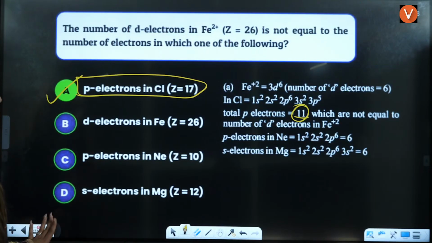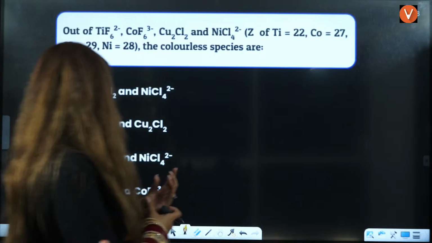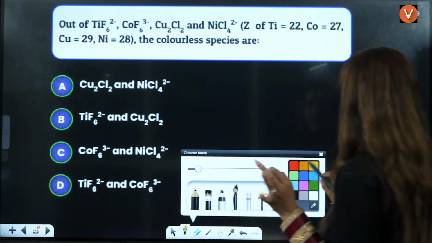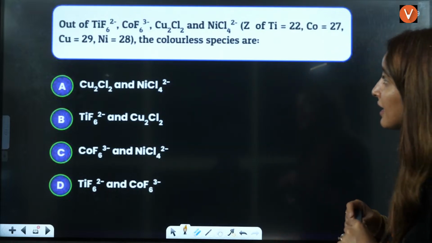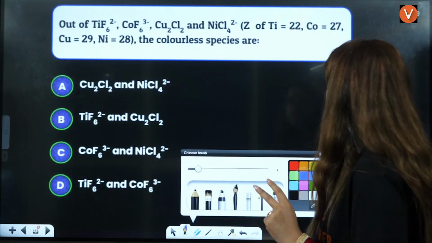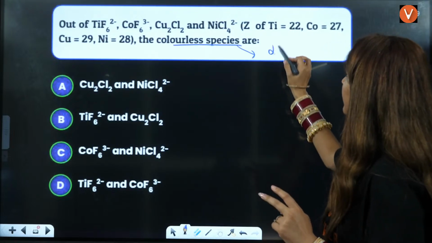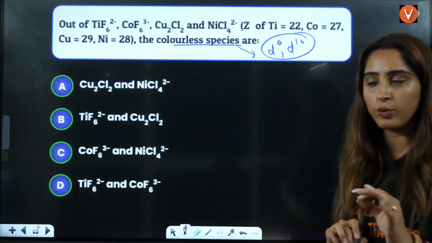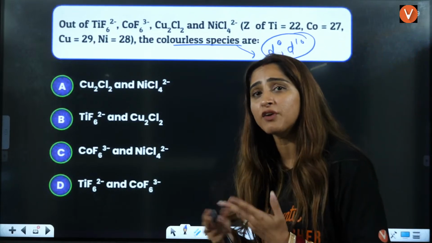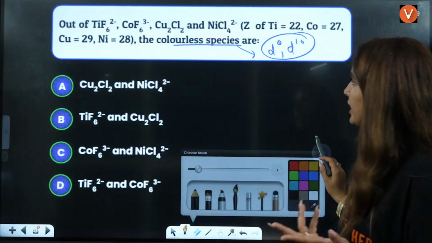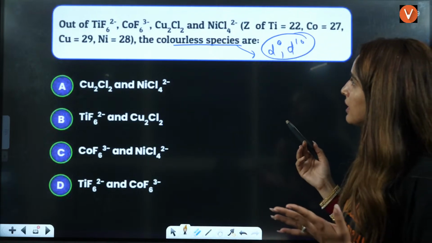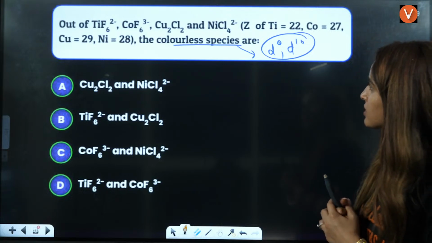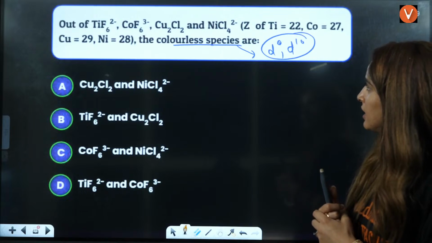Understood? Next, out of the 4 species here, they are asking for the colorless species. Colorless means d0 or d10. It should have d0 or d10, only then it will be colorless, because there will be no d-d transition. Again it is the same thing. All of them, if you talk about Cu positive, Ni.